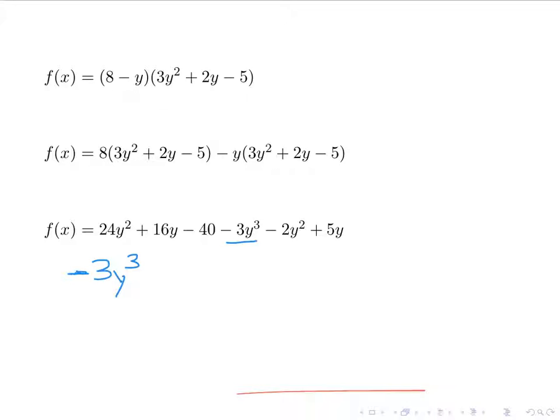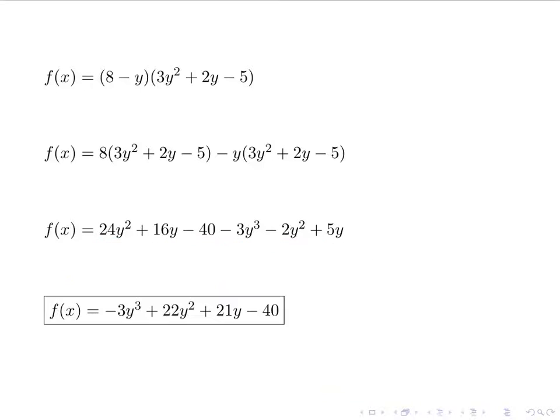Next we have our y squared that shows up. Right? I have 24y squared, and I have a negative 2y squared. 24 minus 2 is a 22y squared. Then our linear term of y's, 16y plus 5y is 21y, and our constant term is negative 40. So this is the polynomial, or written all pretty like negative 3y cubed plus 22y squared plus 21y minus 40.